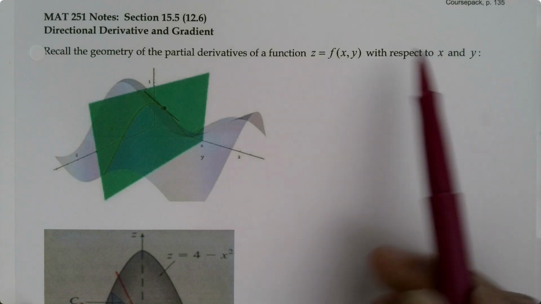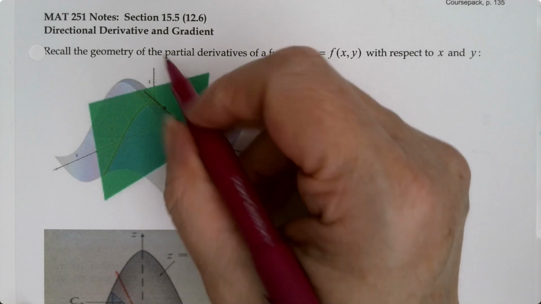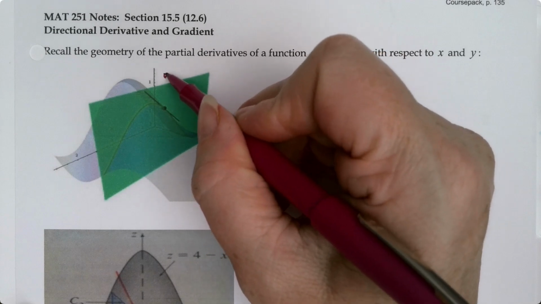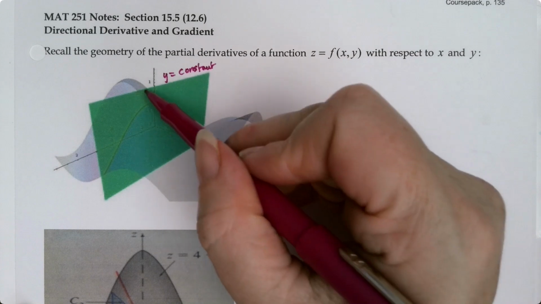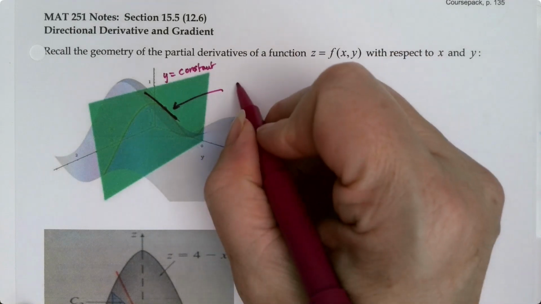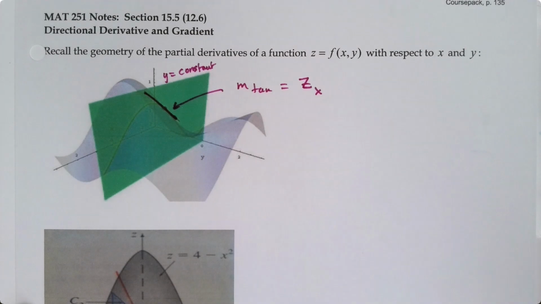and it's with respect to x and y, if you cut into it with a plane that would be y is equal to a constant, then you have this tangent line right here, and the slope of that tangent line would be z sub x, right? The partial derivative of z with respect to x.